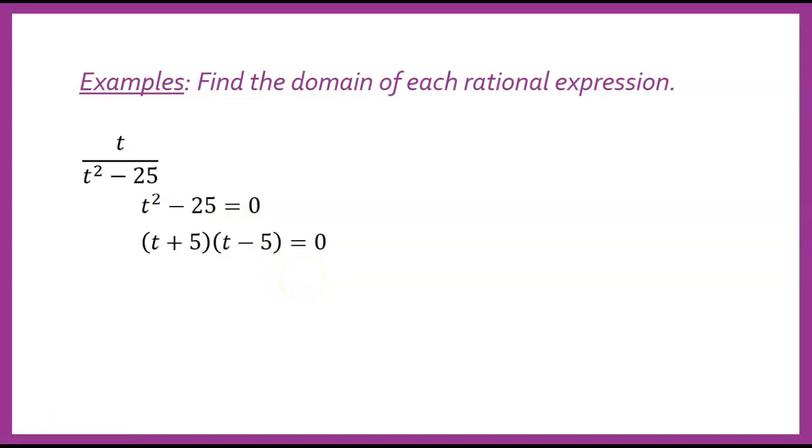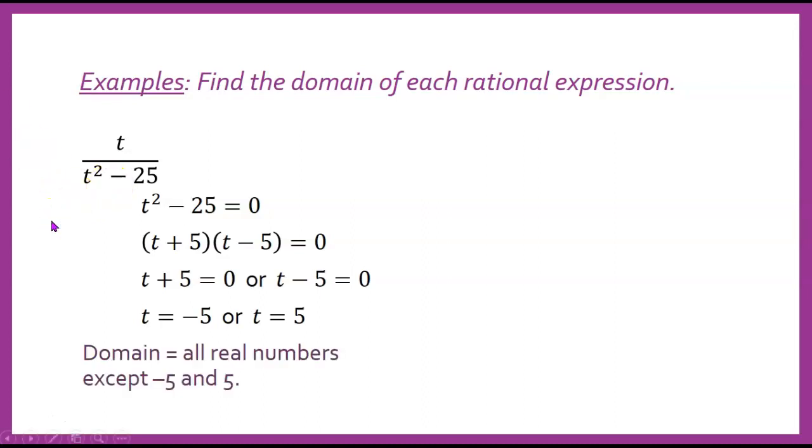Now each factor gets its own equation. T plus 5 equals 0 or t minus 5 equals 0. And then we get t equals negative 5 or t equals 5. So those are the bad numbers for this rational expression. Those are the things we need to stay away from so that we don't get that dreaded division by 0 error. So the domain is everything else. The good numbers are everything except these two troublemakers. All real numbers except negative 5 and 5.